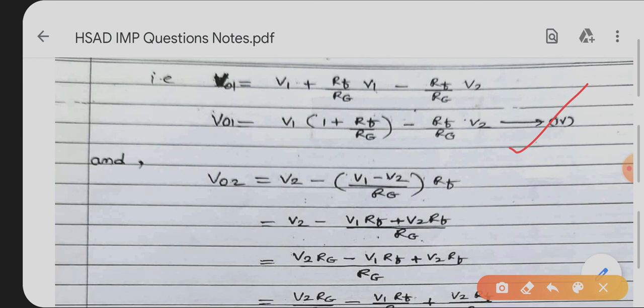VO1 is equal to V1 in bracket 1 plus RF by Rg, minus RF by Rg into V2.